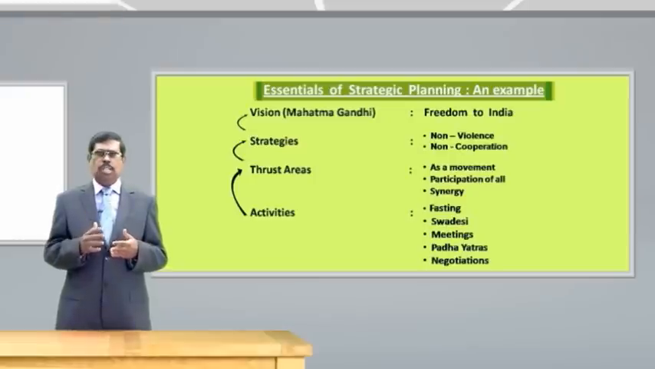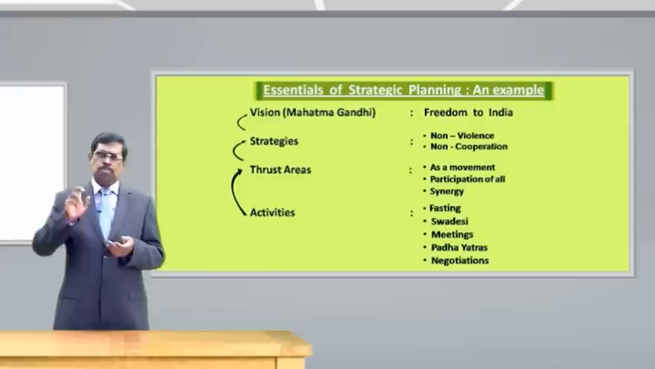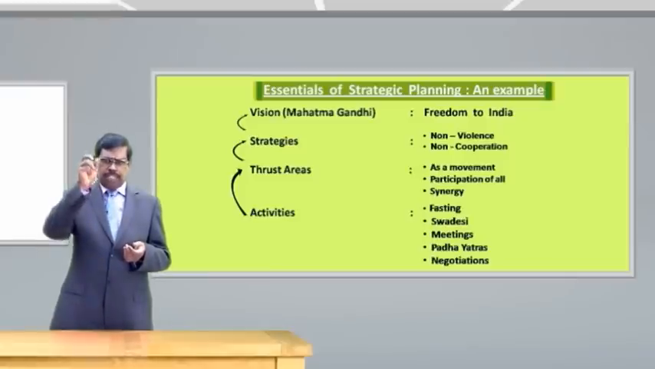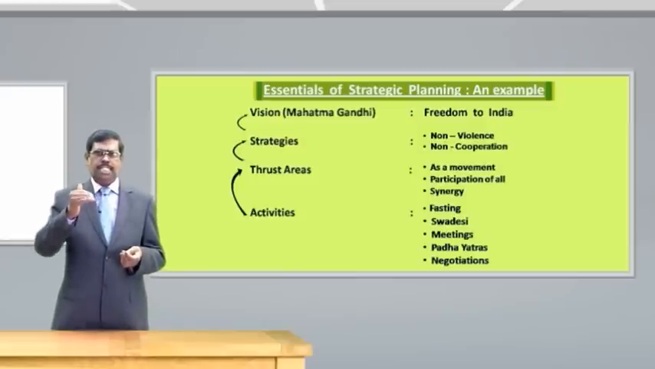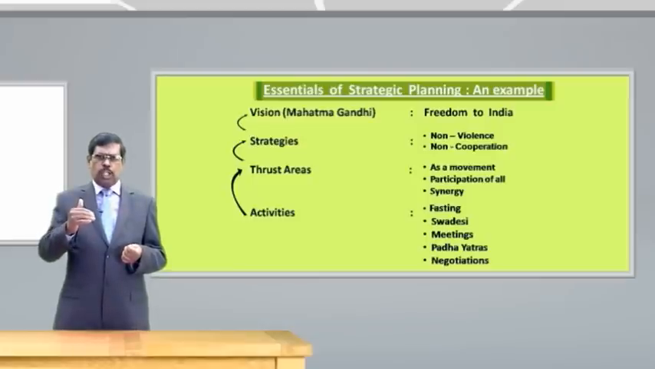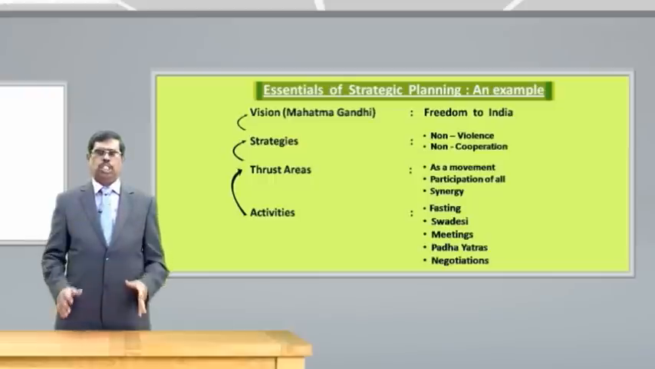So what I want to impress upon here is that whenever any strategic plan has to be developed, this kind of relationship should exist between vision, strategies, thrust areas and activities. That means activities should be closely related to thrust areas, the thrust areas should be closely related to the strategies we have developed, and the strategies should be related to the vision. This kind of linkage has to be mentioned.